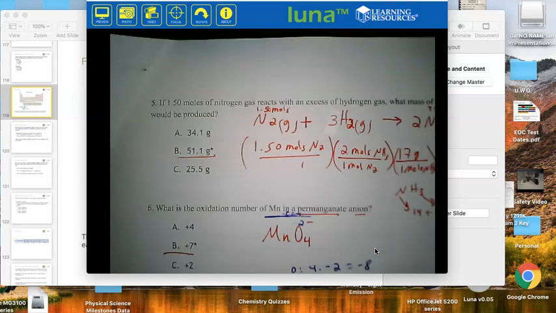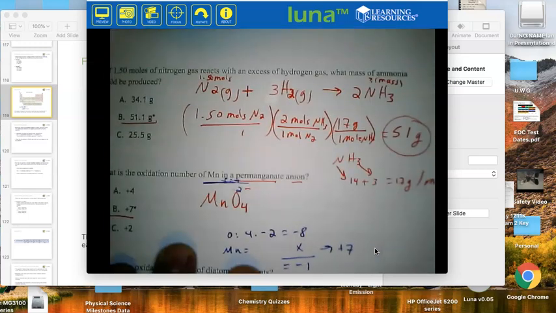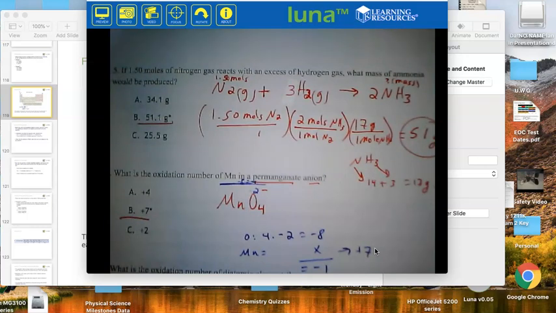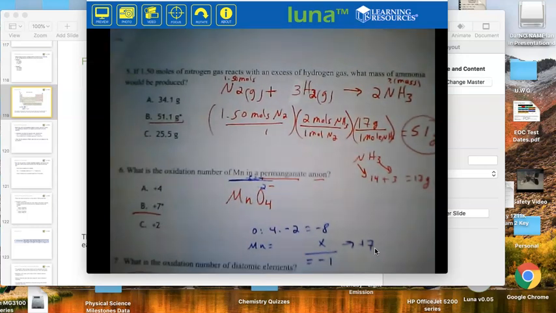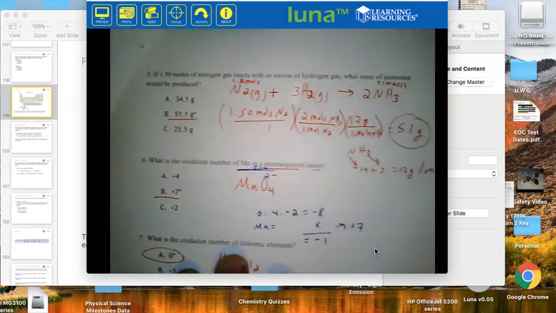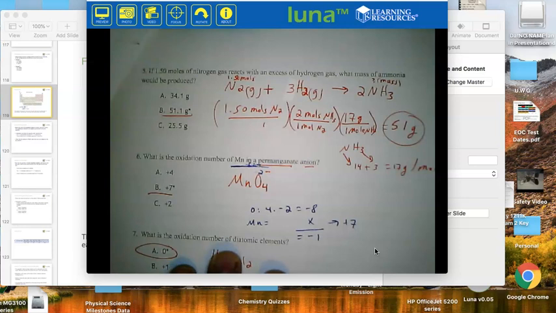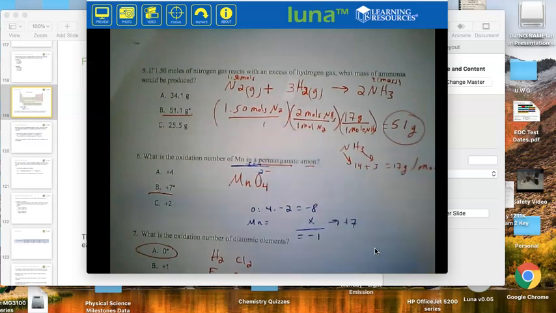All right, number 5 here. Okay, so number 5 says if 1.5 moles of nitrogen gas reacts with excess hydrogen gas, what mass of ammonia would be produced?